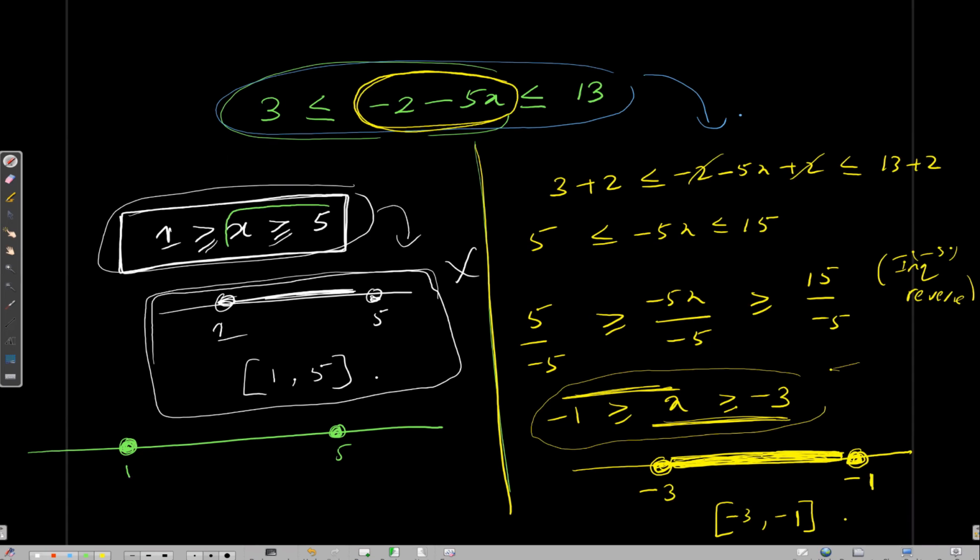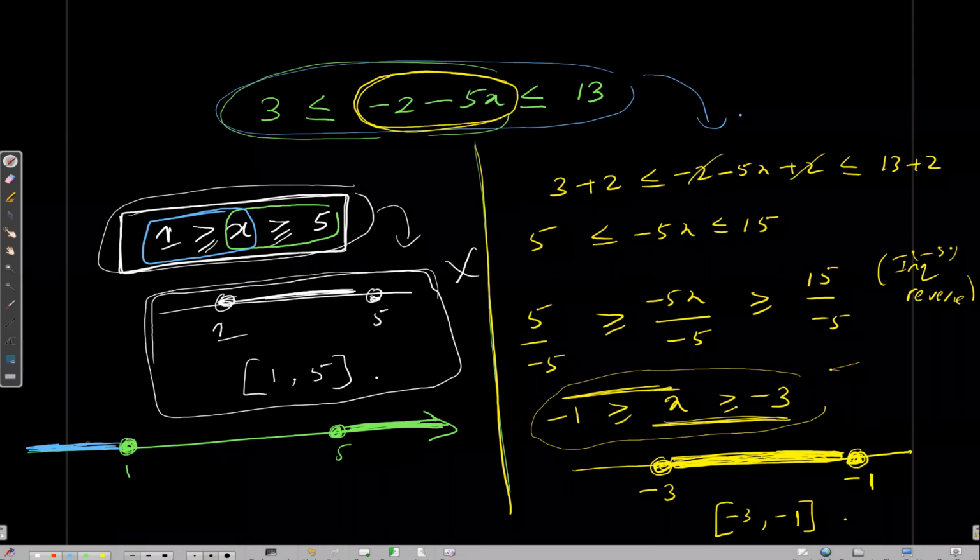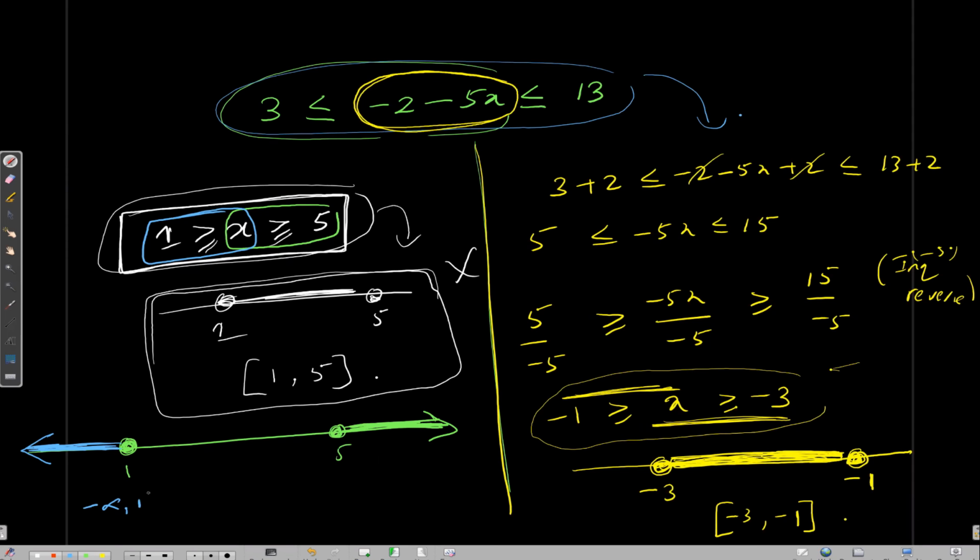Now let's take this. X is greater than 5, so this side. And let's take the other part. X is less than 1, so this side. So now our solution set is the union of two different parts. Negative infinity to 1, one part, 5 to infinity, the other part.